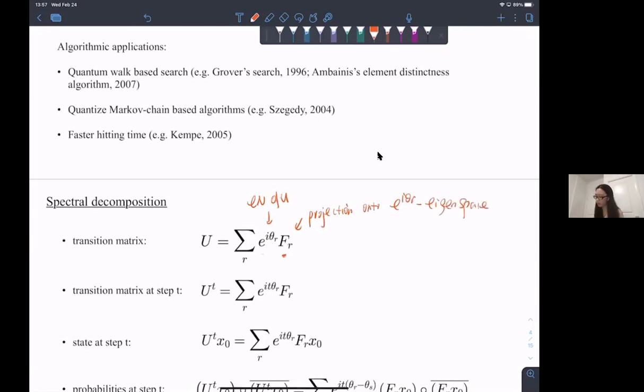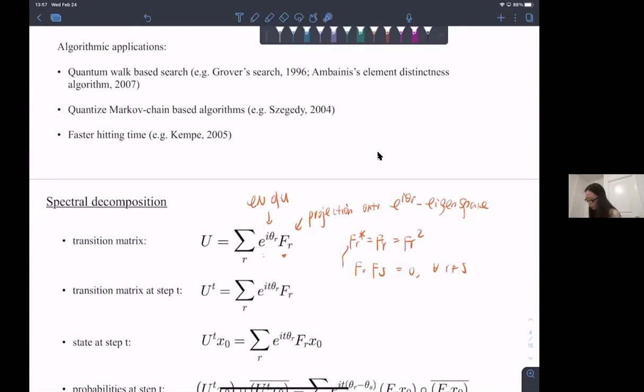Okay, so there are some properties about Fr. First of all, it's a Hermitian matrix and it's an idempotent. And for distinct eigenvalues, we know their eigenspaces are orthogonal to each other. So we have Fr times Fs is equal to 0 for any r not equal to s.